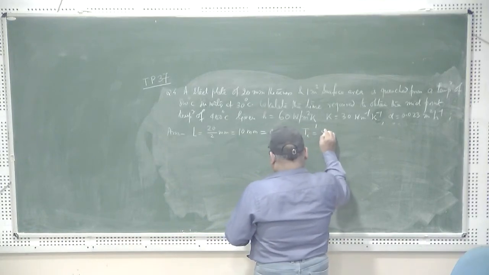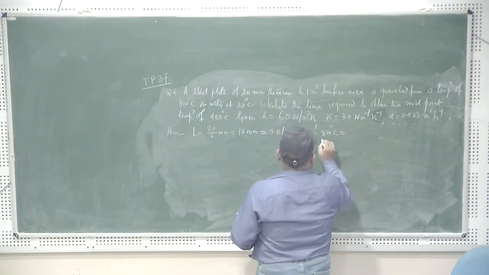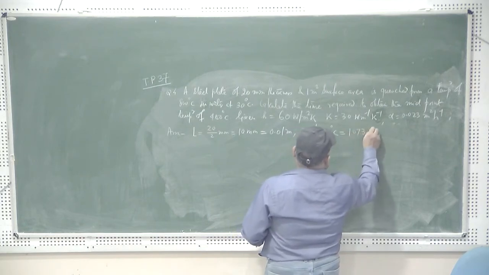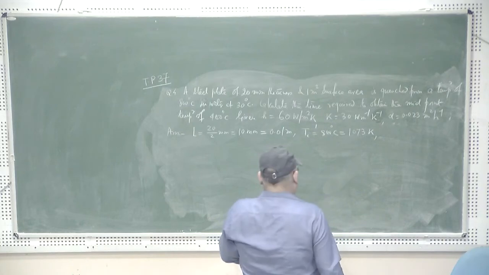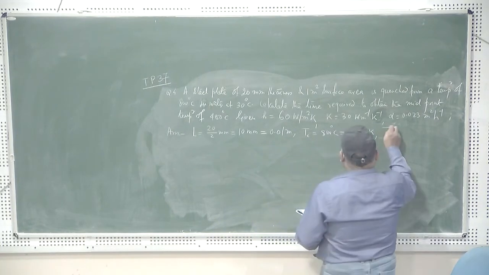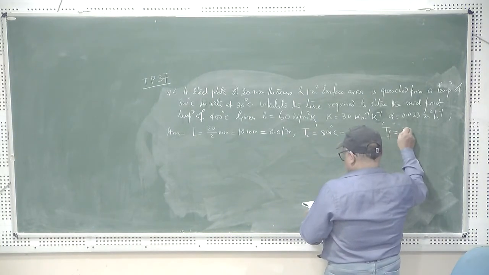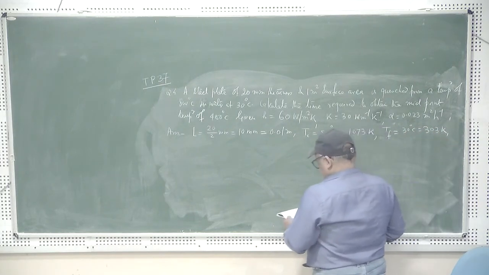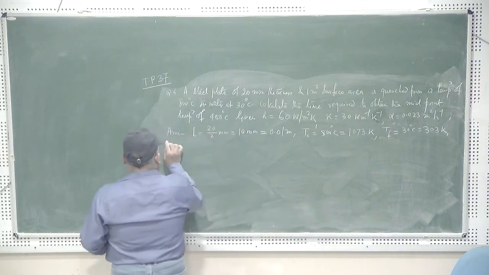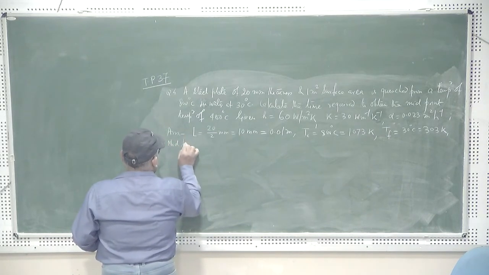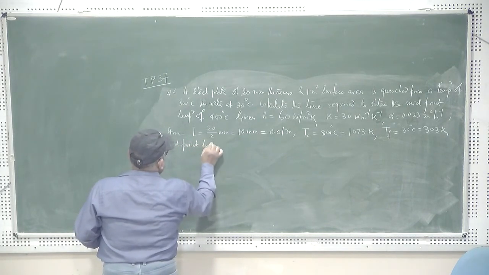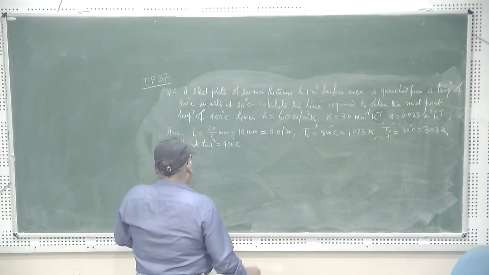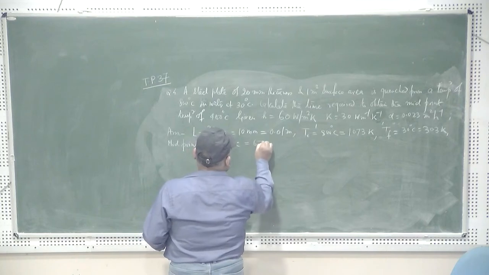Ti is 800 degrees centigrade, because the T is in the Kelvin scale, as I have mentioned earlier, so that will be equal to 1073 Kelvin. Tf, that is the temperature of fluid, is equal to 30 degrees centigrade, that is equal to 303 Kelvin. Midpoint temperature is equal to 400 degrees centigrade, that is equal to 673 Kelvin.